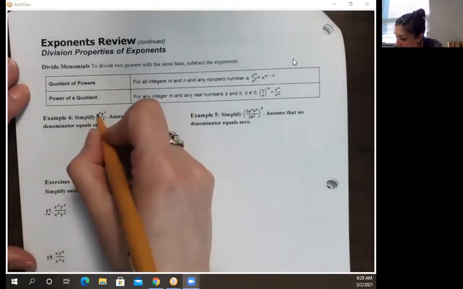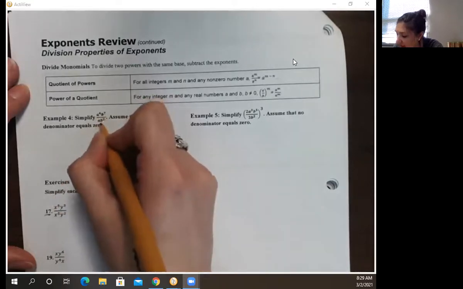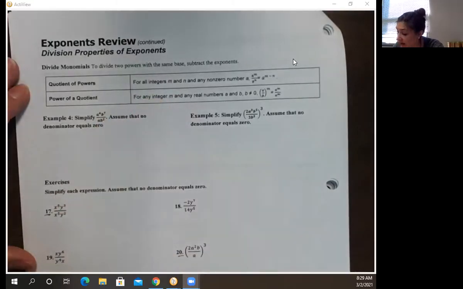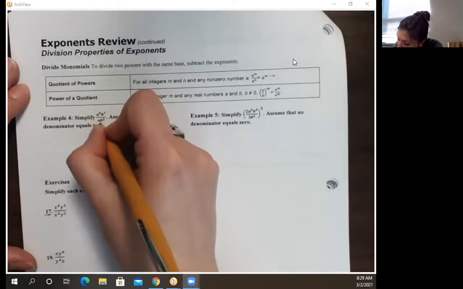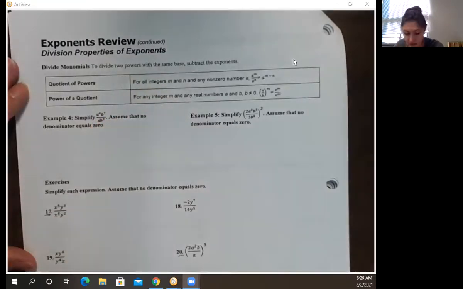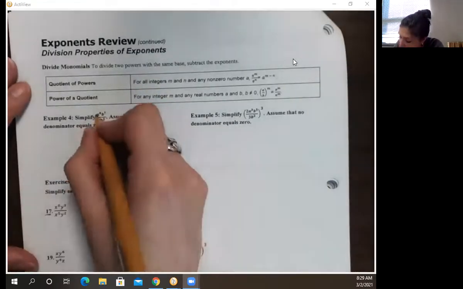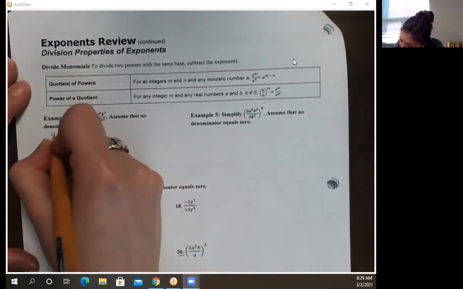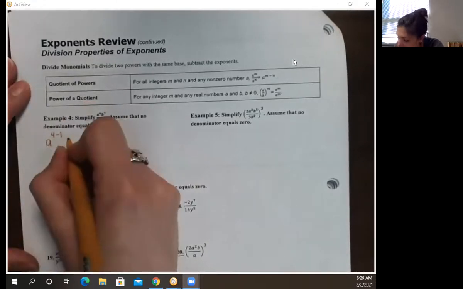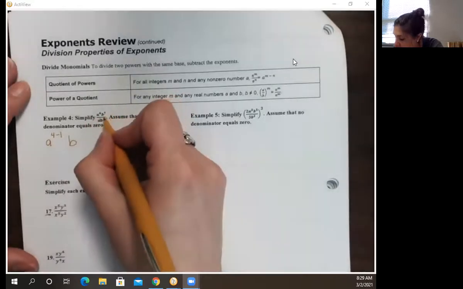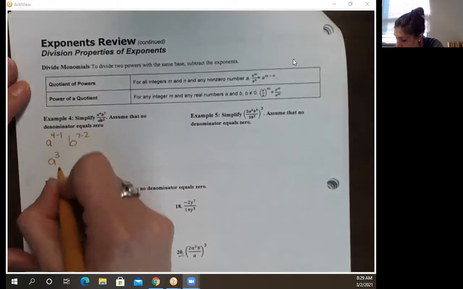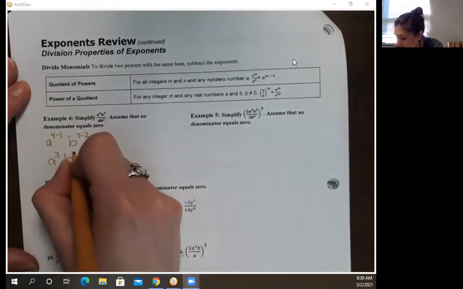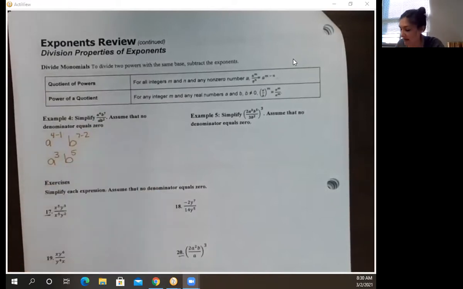So I have a on top and bottom. I also have b on top and bottom. To simplify this, I'm going to subtract those exponents. So for a, I've got a to the 4th on top, and since I don't see an exponent on bottom, that means it would be a to the 1st. So I would have a to the 4 minus 1, and then for b, 7 minus 2. So this would become a to the 3rd times b to the 5th, and that would be our simplified expression.